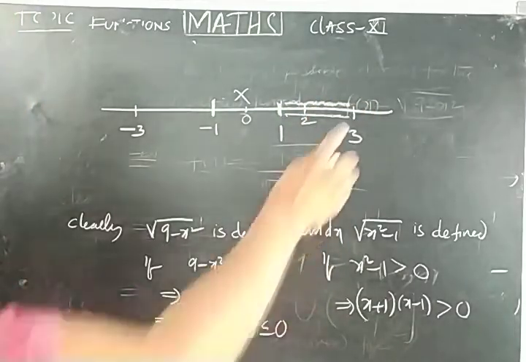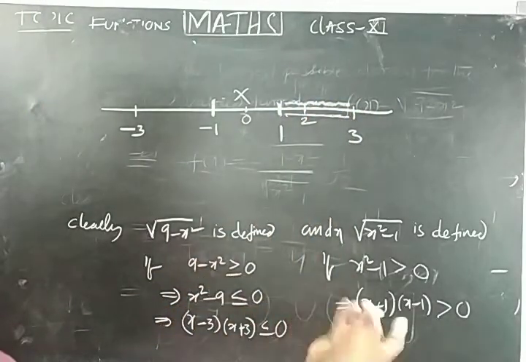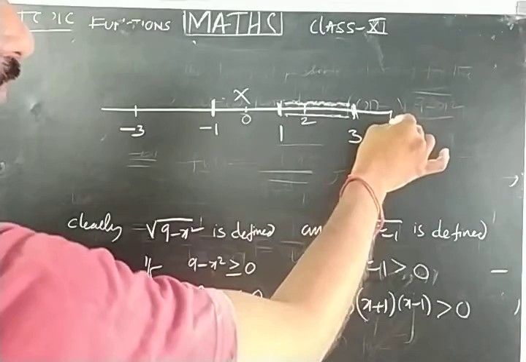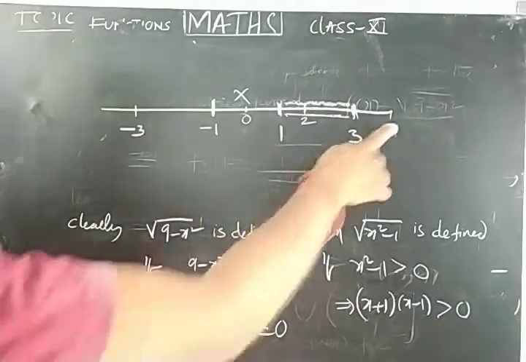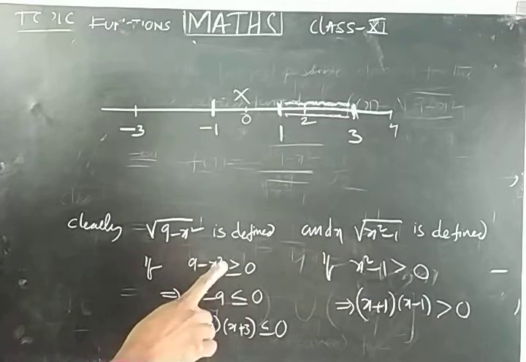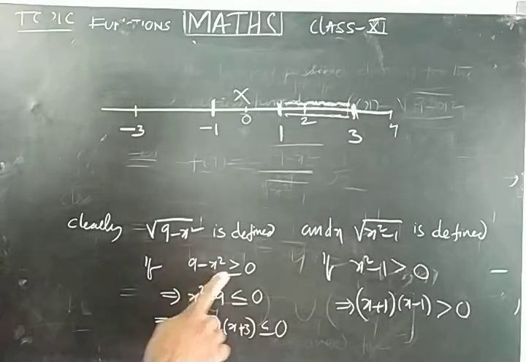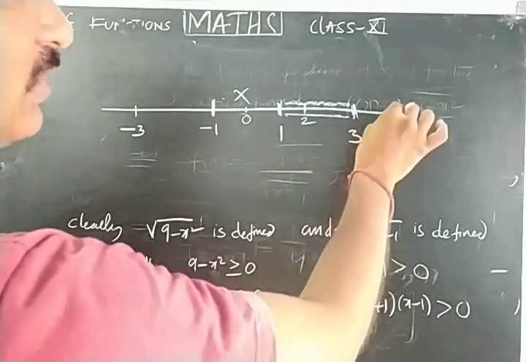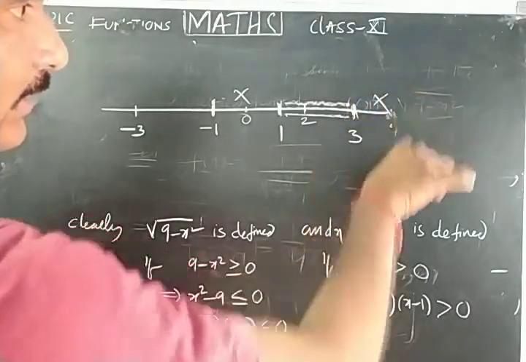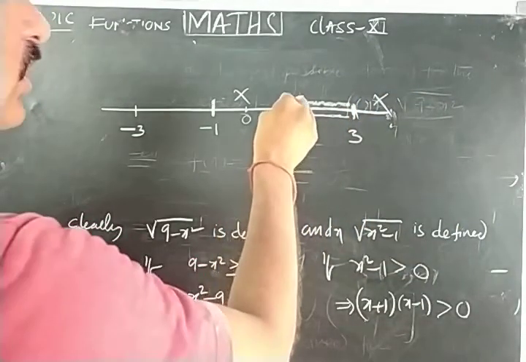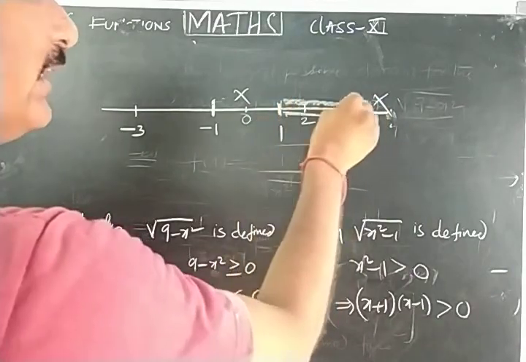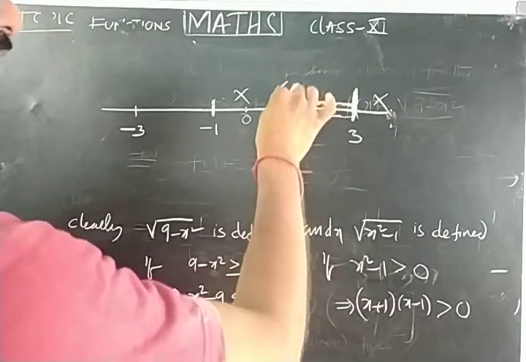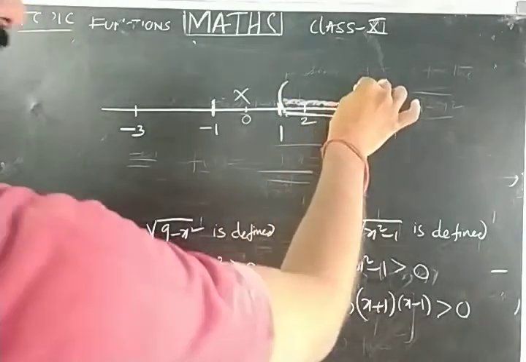Let me check at 3. 9 minus 9 satisfied. 3 is satisfying, so you can take 3 also. Now I am taking at the right hand side of 3. Suppose, for the sake of convenience, I am taking 4. Substitute 4 here: 4 square is 16, 9 minus 16 is a negative quantity. This function is not satisfying, this function is satisfied. What I said, both functions should satisfy. At the right hand side, one value is not satisfying, which means you should not take the values at the right hand side of 3. So you can take only from 1 to 3, including 3 also, but you should not take 1. Here closed interval, here open interval.